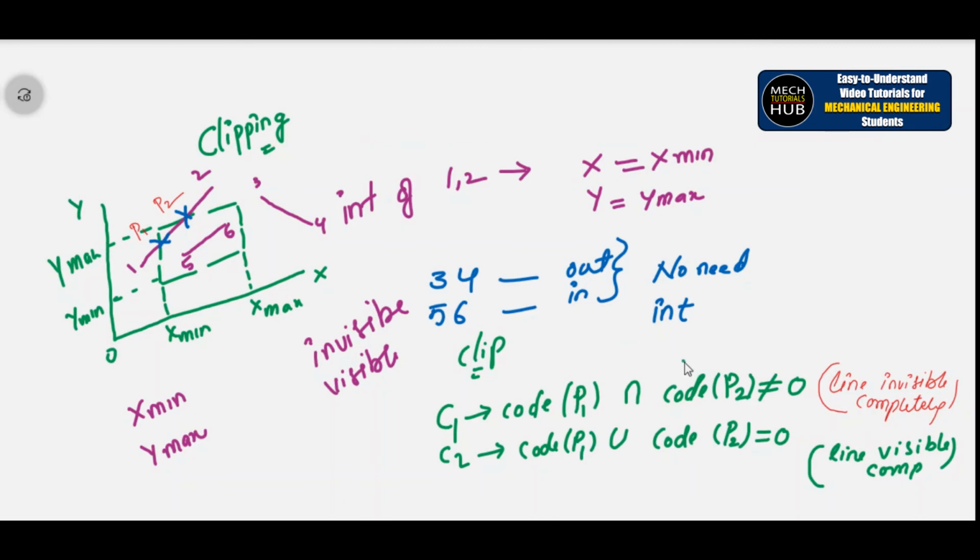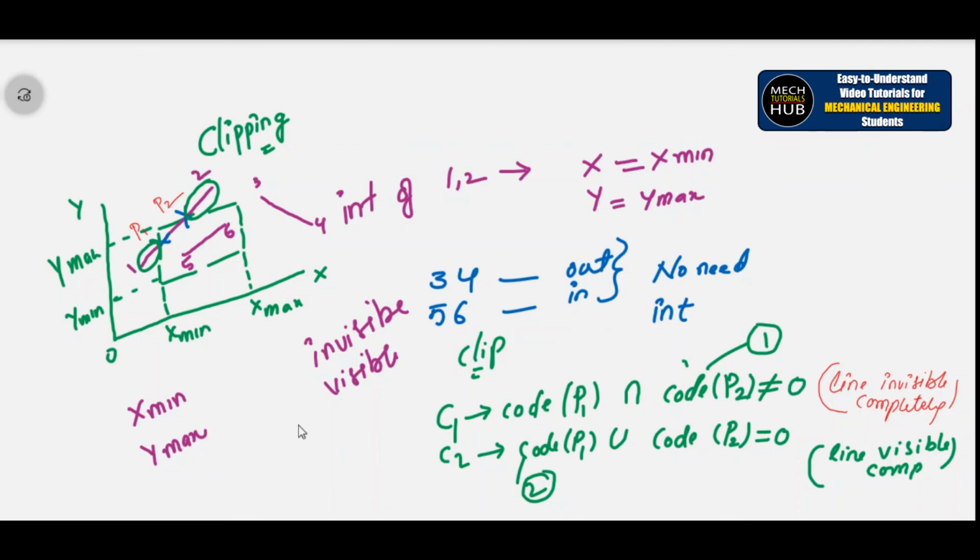Line is visible completely. Now if it satisfies equation number 1, then the line is invisible completely. If it satisfies equation number 2, then the line is visible completely. Based on these two equations, a program is written for clipping, where it will show you the visible things and remove the parts which fall outside the window, and only things which are inside the window are visible on the screen.